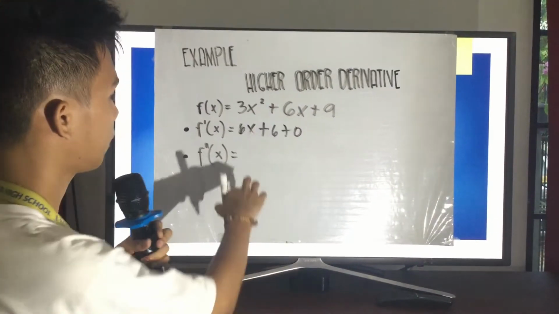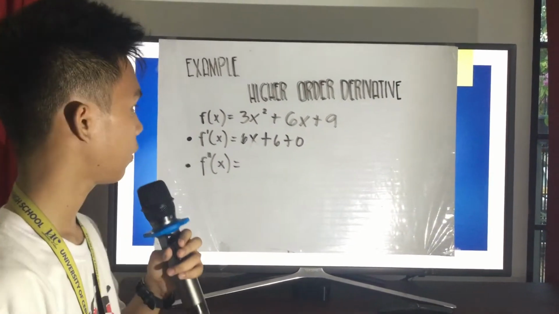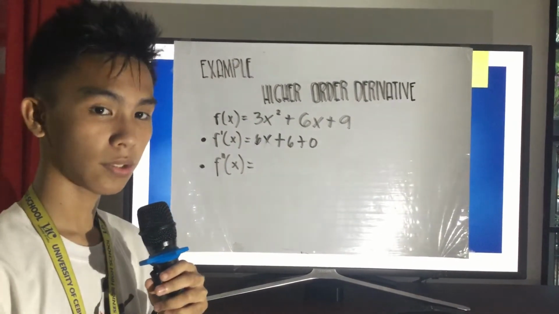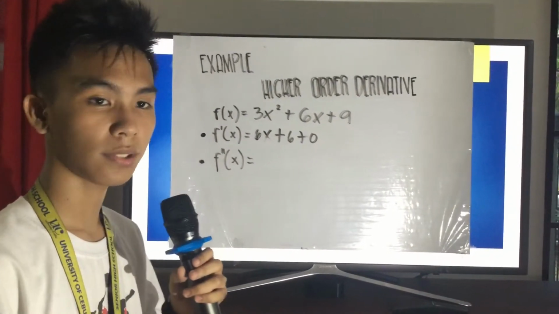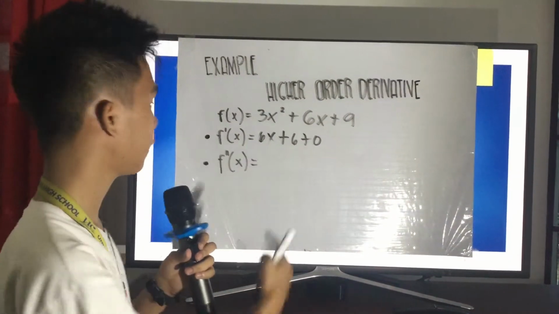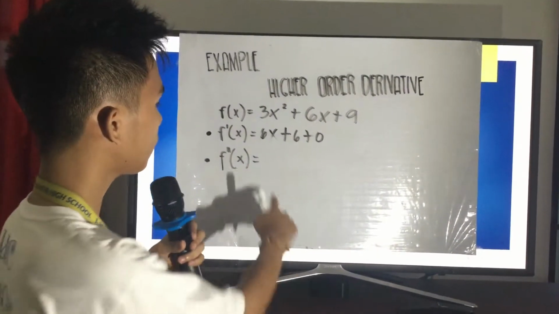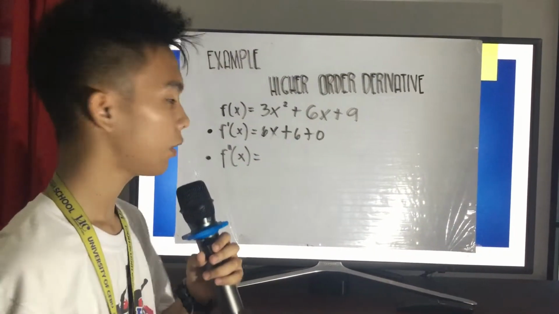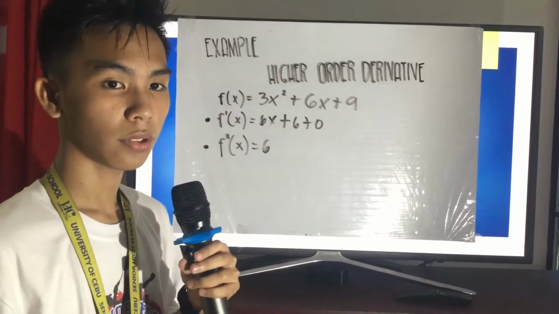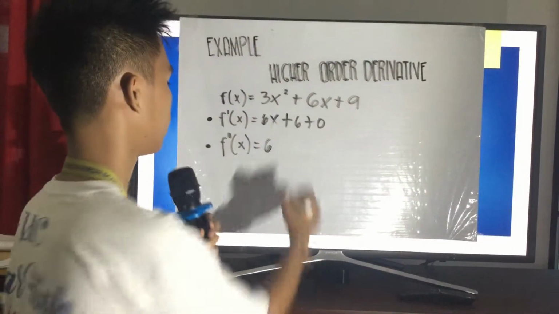Now that we have the first derivative of the function of x, we have to find the next higher derivative, which is the second derivative. First, we have the first derivative. So the derivative of 6x is 6. The derivative of 6, which is a constant, is 0.